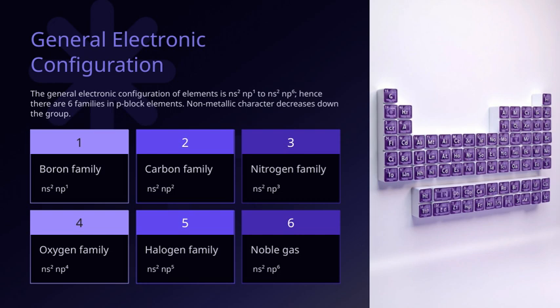The boron family, with ns2np1 configurations, includes elements with just 1 electron in the p orbital, such as boron and aluminum. An important trend to note is that nonmetallic character decreases as we go down each group. This means elements higher up tend to be more nonmetallic, and as we move down, they become more metallic. Overall, understanding these configurations helps us grasp the chemical behavior and reactivity of these elements across the P-block.